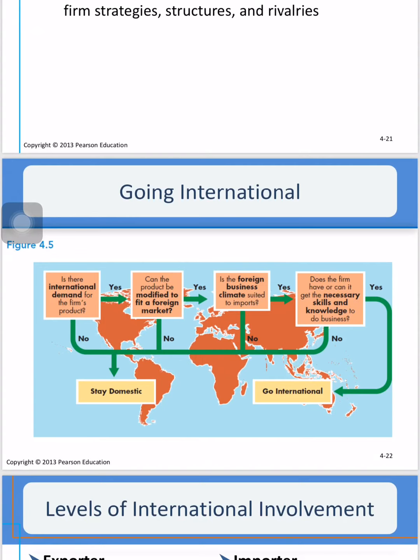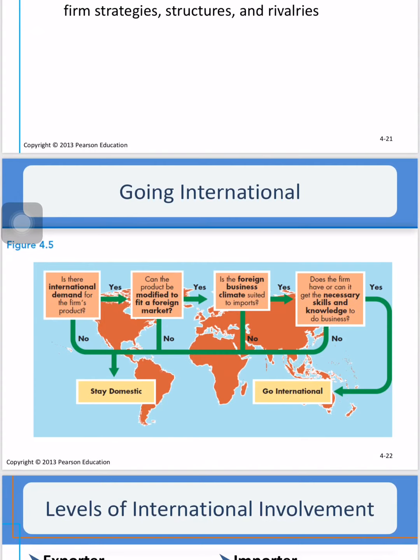Okay, going international. First, is there international demand for the firm's product? If no, you just stay as domestic. If yes, you can go to the next step. Can the product be modified to fit the foreign market? If no, you just stay domestic. If yes, then you proceed to the next step, which is: is the foreign business climate suitable to import?